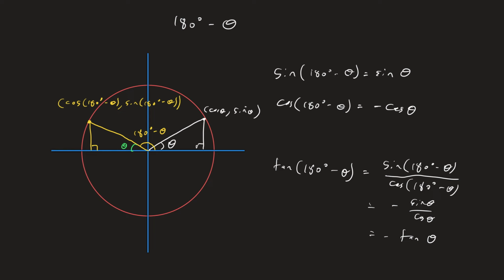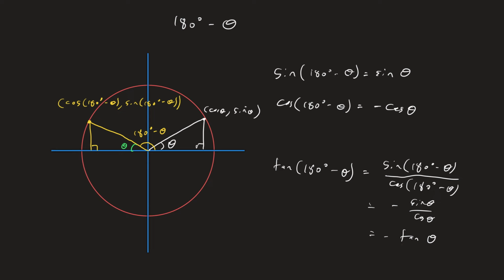But for the cos one, for the x coordinate, we see that this x coordinate here, cos of 180 degrees minus theta, is the negative of the x coordinate of this point here. So therefore cos of 180 degrees minus theta equals negative cos theta. Finally, for tan of 180 degrees minus theta, the simplest is just to write it as sine of 180 degrees minus theta divided by cos of 180 degrees minus theta, substitute in these symmetries here to get that tan changes sign.